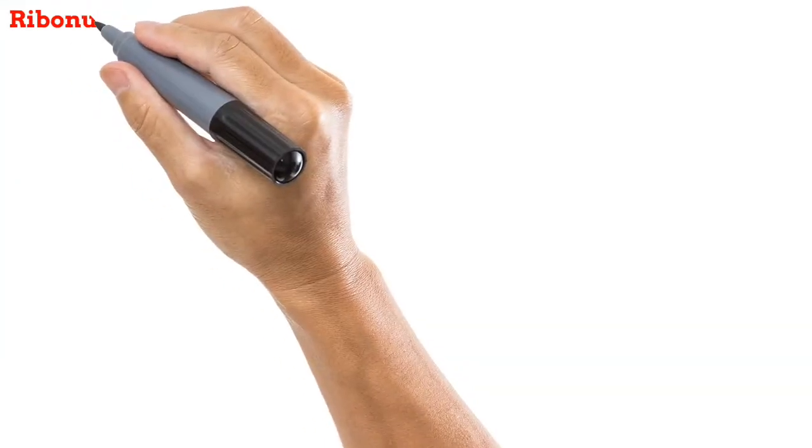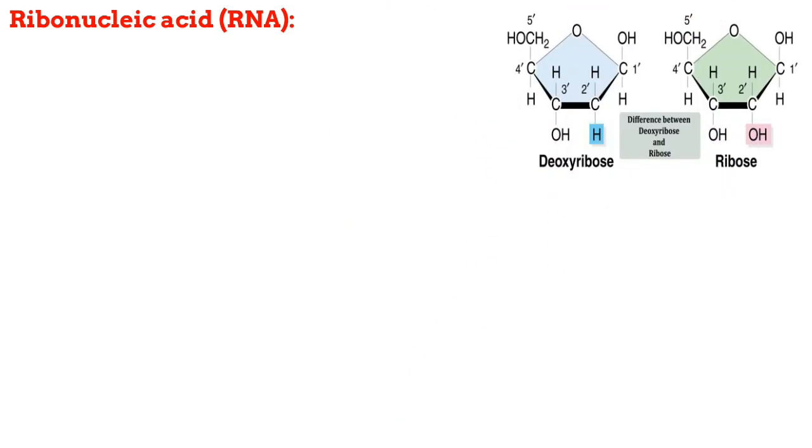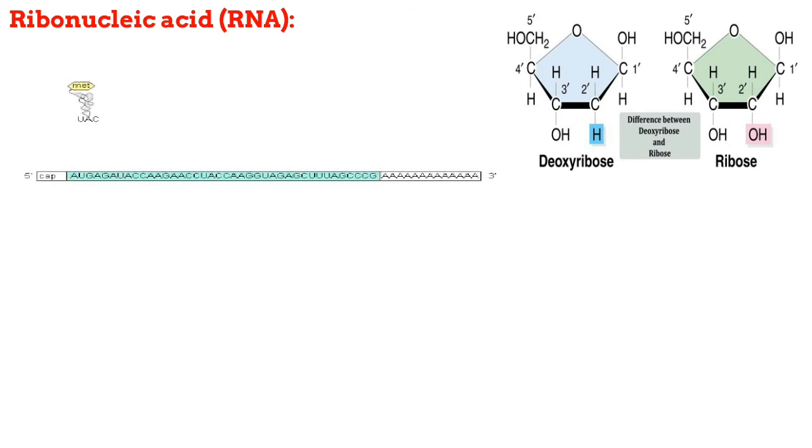Now we will study ribonucleic acid or RNA. Ribonucleic acid consists of ribose sugar. We have studied the difference between deoxyribose and ribose sugar previously. The difference only lies in the presence and absence of the hydroxyl group. In ribose, the hydroxyl group is present, whereas in deoxyribose, the hydroxyl group is not present. RNA is a single-stranded molecule. It is responsible for putting the genetic information to work in the cell to build proteins.